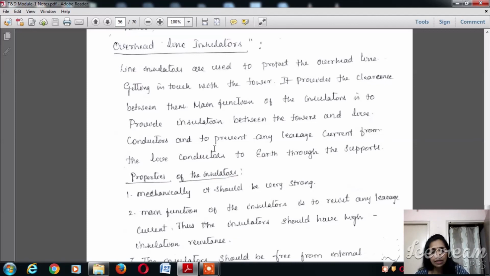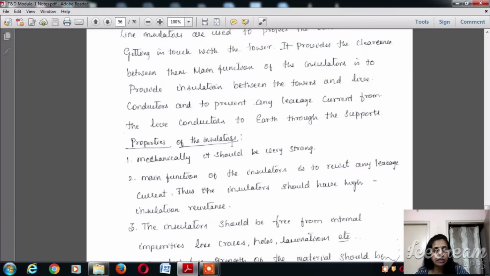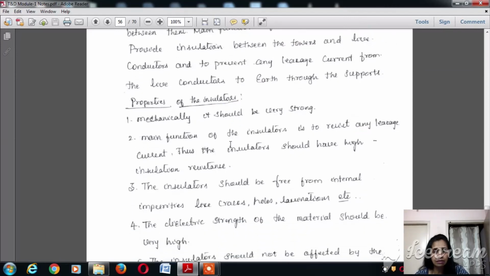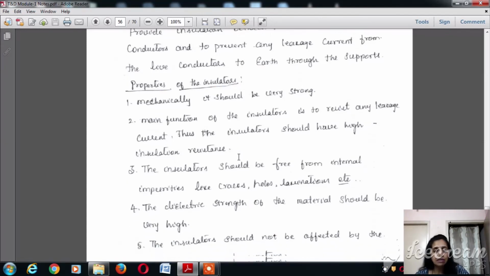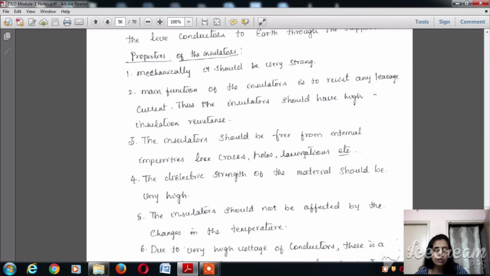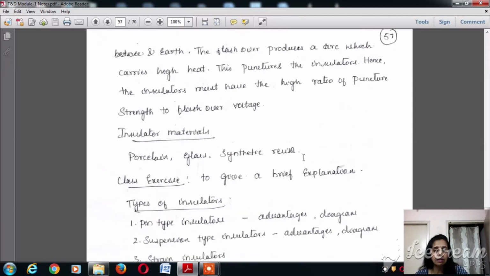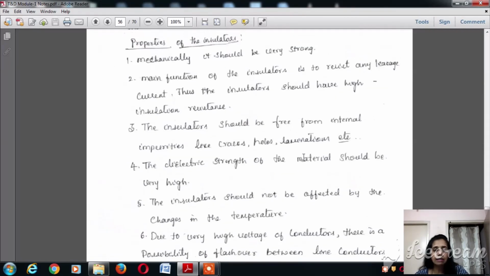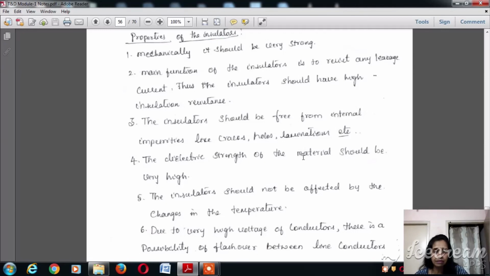The main function of the insulators is to provide insulation between the towers and the live conductors and to prevent any kind of leakage current from the line conductors to the earth through the supports. Properties of the insulators: it should be mechanically strong, and its main function is to resist any kind of leakage current. Thus the insulators should have high insulation resistance. The insulator should be free from internal or external impurities, and it should be properly fabricated without any voids.